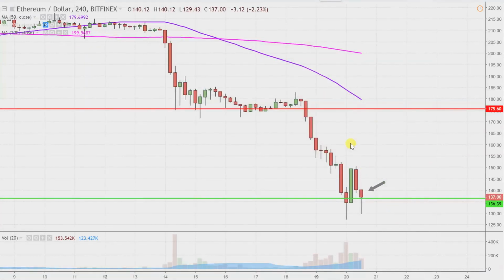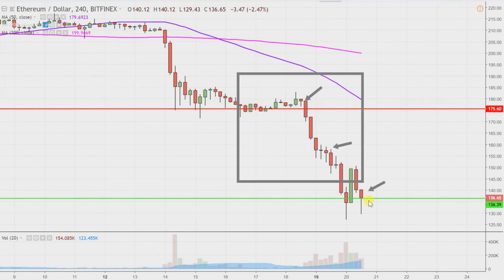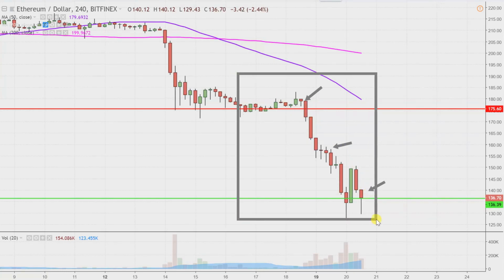Instead of each one of these candlesticks here representing 1 day's worth of price action, which is what you would normally see, each one represents 4 hours. So while this here may look like a couple of weeks worth of time, it's actually just the past few days broken down into 4-hour time slices.